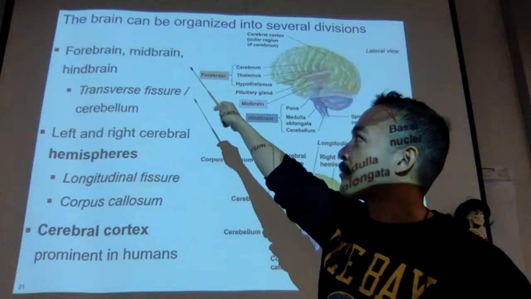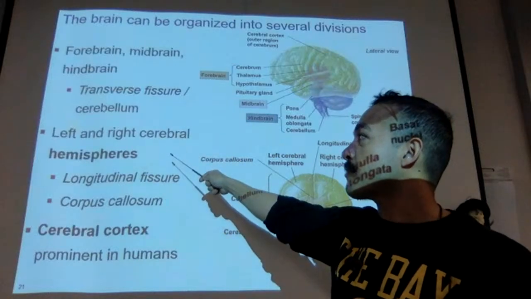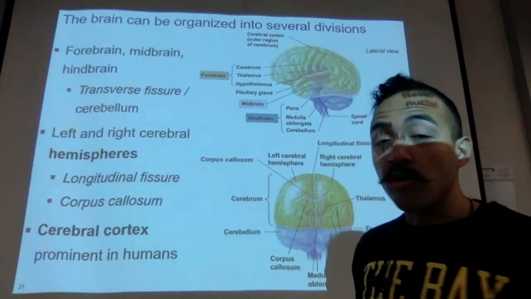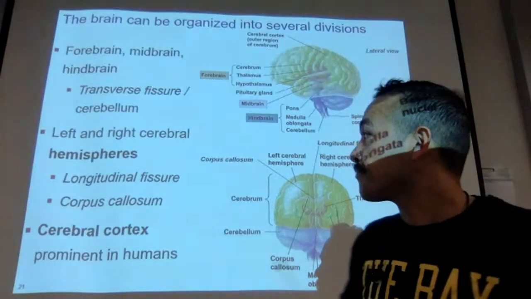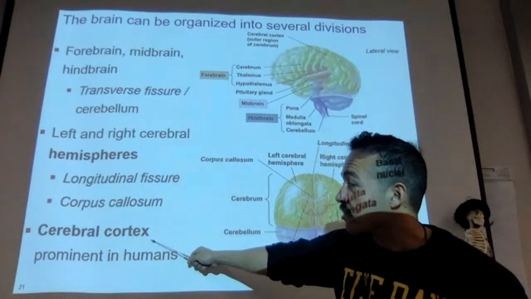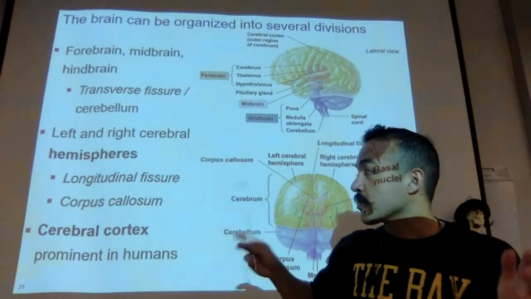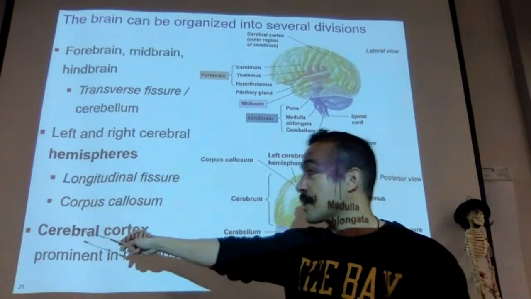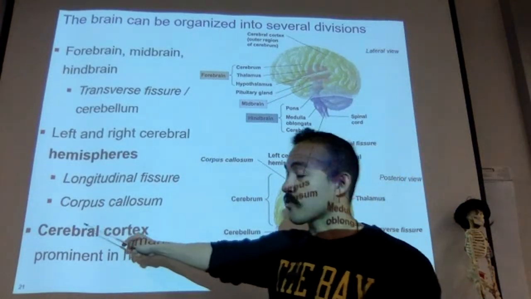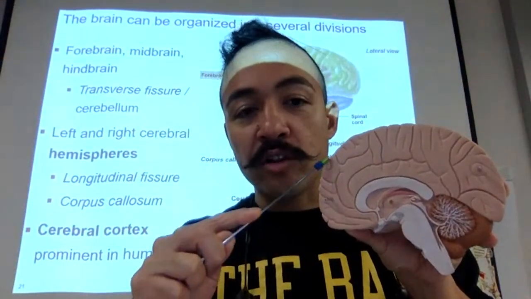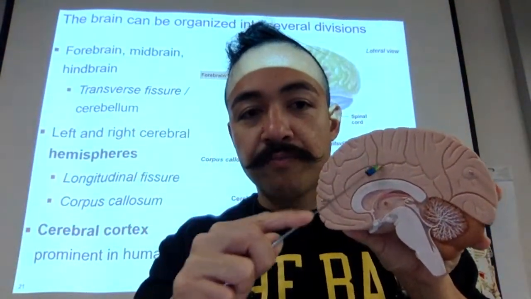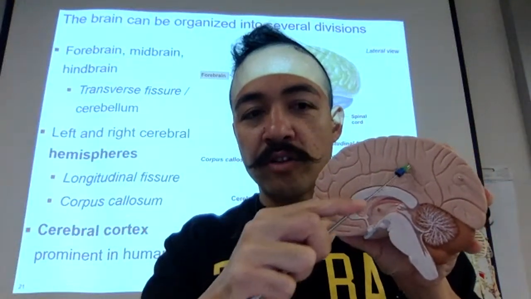You can divide it up in forebrain, midbrain, hindbrain. You could divide up the brain left and right hemispheres. You could divide up the brain also by cortex and subcortex. Remember, cortex means outer layer. So cerebral cortex is the outer layer of the cerebrum, if we follow these folds, that's the outer layer.